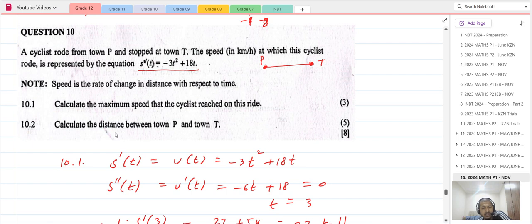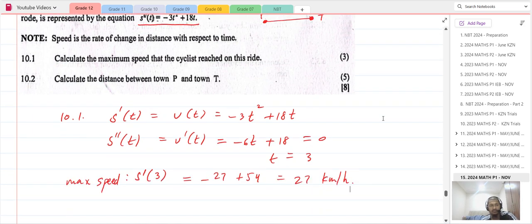Calculate the distance between town P and town T. I want to draw a graph to represent this, alright?